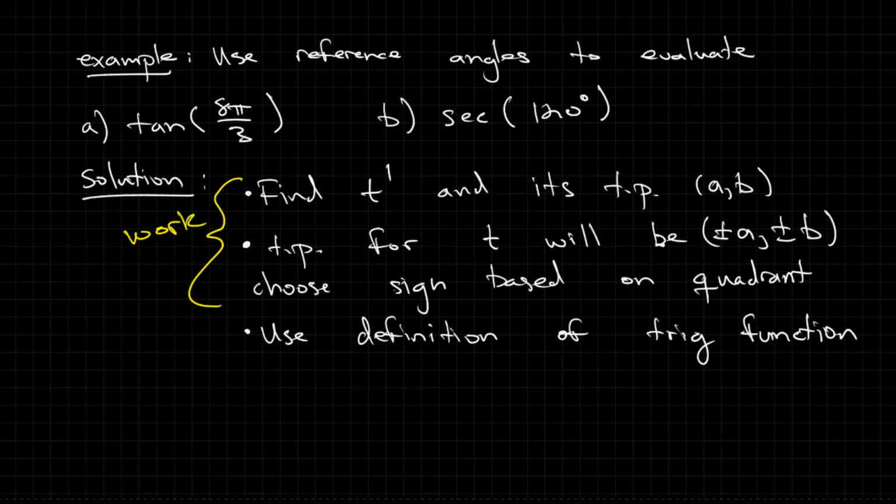Okay, so let's start with A. So we want to know what is tangent of 8 pi over 3. So in order to figure out tangent of 8 pi over 3, first we need to figure out what is the reference angle of 8 pi over 3. Of course, we spent a good bit of time finding reference angles. That was a topic in and of itself in previous videos. Remember, we'll first look at our angle here, and we will add or subtract 2 pi if it does not already lie in the range of 0 and 2 pi.